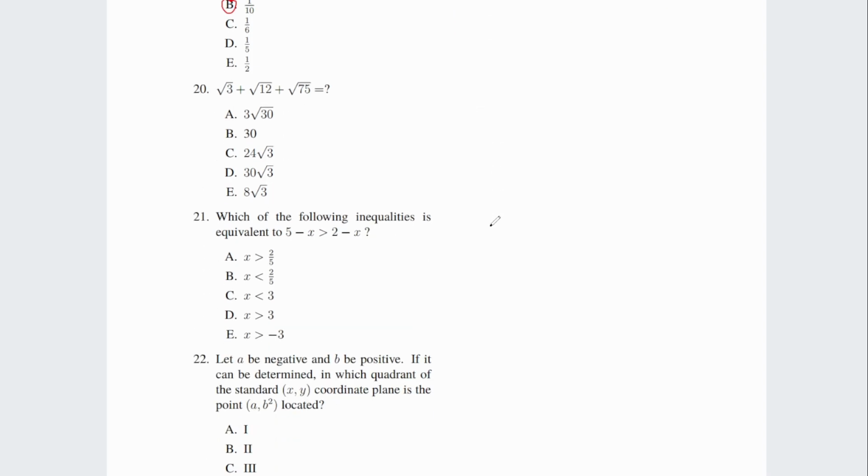Okay, we have some fun addition to do here. The square root of 3 plus the square root of 12 plus the square root of 75 equals what? This is a case of knowing how to factor square roots. The square root of 3 will not be factored because it is an irrational number, and 3 is a prime number. We can't factor this. Plus the square root of 12. We can factor 12 many different ways.